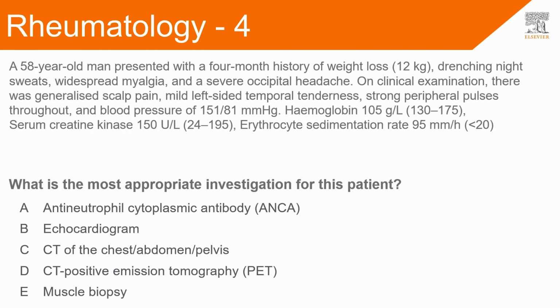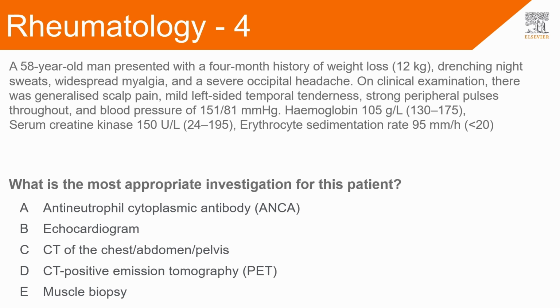So what about this particular patient then? We've got a 58-year-old man with a 4-month history of weight loss, drenching night sweats, myalgia, and severe occipital headache. When you examine the patient, there's skull pain, left-sided temporal tenderness, and strong peripheral pulses. The blood pressure is hypertensive, he is slightly anemic, CK, creatine kinase, is slightly high, and ESR is high. So what is going to be the diagnosis?